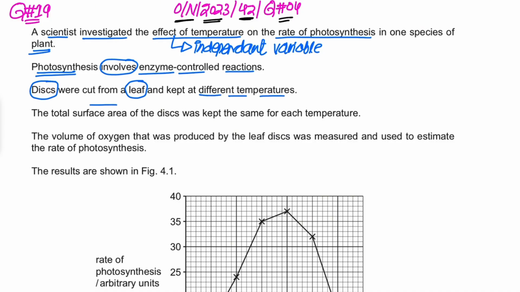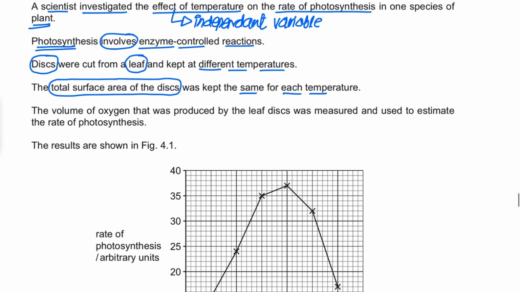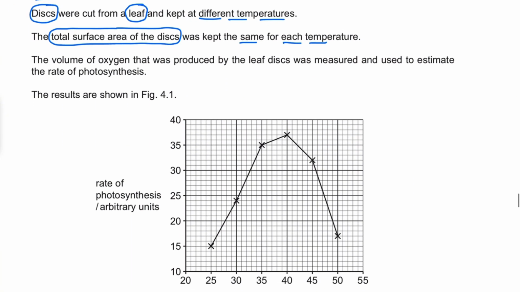At the same time, all of the discs that they were involving had their surface area kept the same so that it can act as a control. Now, moving onward, what they are telling us is that the volume of the oxygen that was produced by the leaf disk was measured.